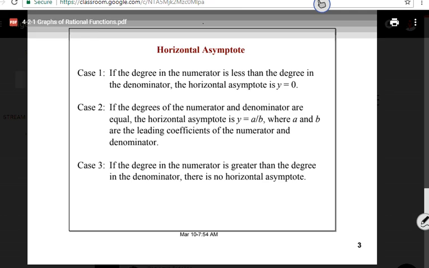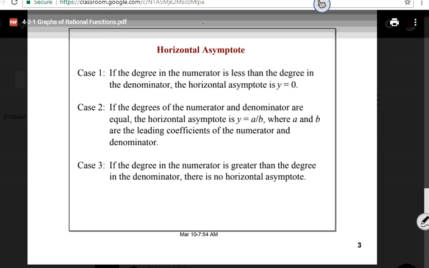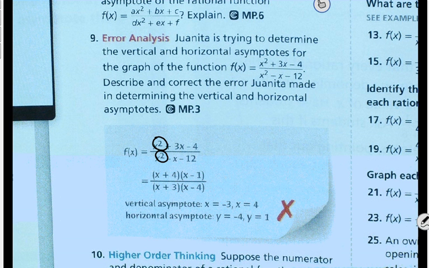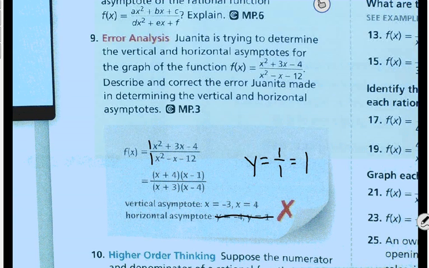So look at the degrees, 2 and 2. They're equal. So this is case 2 again, right? So y equals a over b. So the leading coefficients of the numerator are a 1 and the denominator a 1. So this horizontal asymptote should be at y equals 1 over 1, or just 1. Y equals 1.